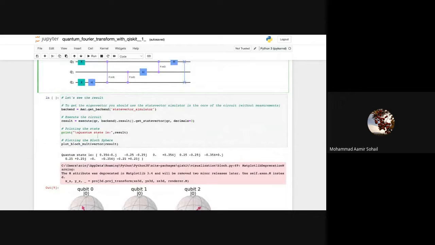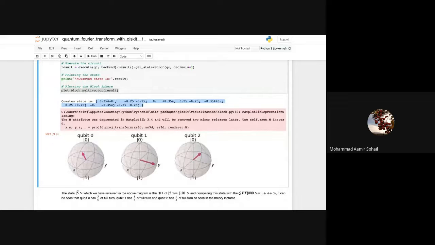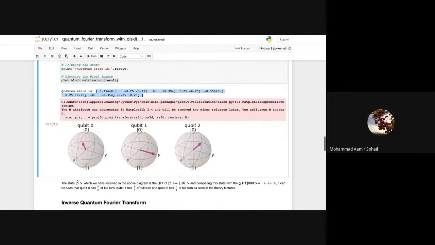Again, we do all the simulation, so we write the simulation commands here, these two, and then we print the results. This is the result we get. Then we try to see the vector we got on the Bloch sphere. There is not much sense from this state; it's hard to make an inference about what we got, but let's try to visualize it on the Bloch sphere and see what is there.